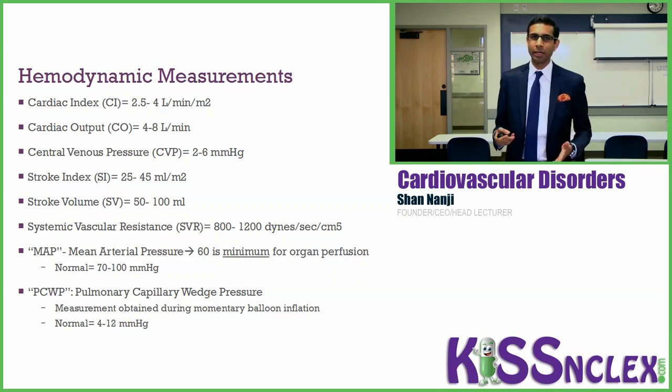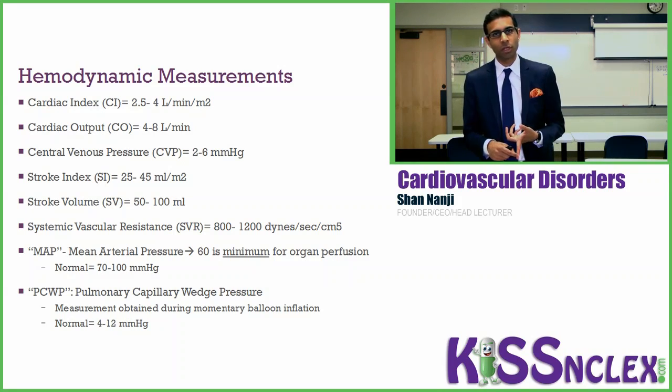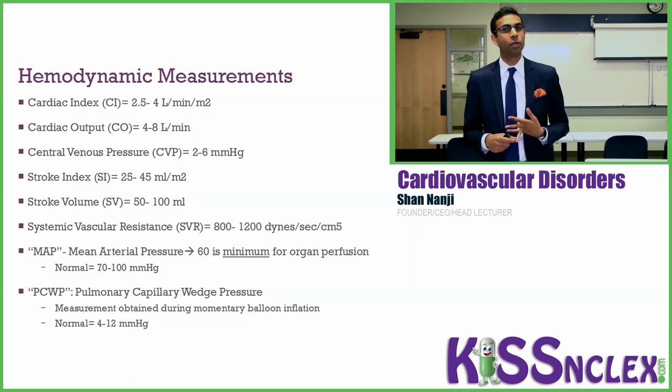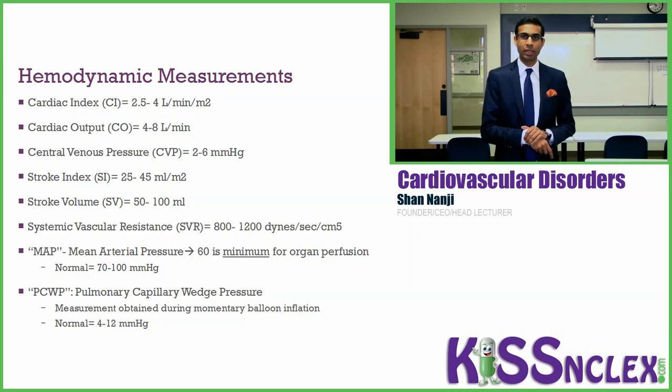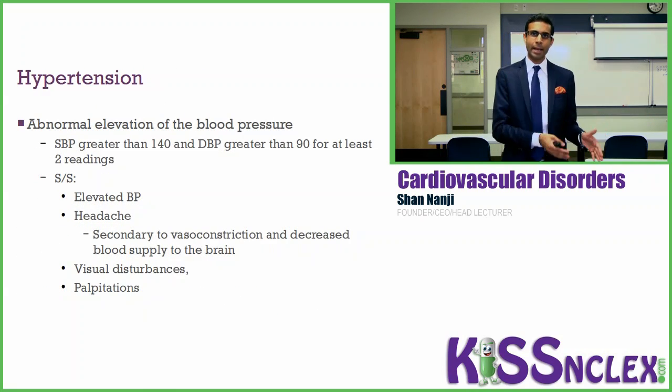I know that it seems like there's a lot of numbers here, okay, but really, as long as you can recognize them, you'll be okay. Just make sure you know at least your stroke volume average, which is 50 to 100, cardiac output between 4 and 8, and then your mean arterial pressure, that 60 is really a minimum that you need, and 70 to 100 is normal. So now let's talk about hypertension.